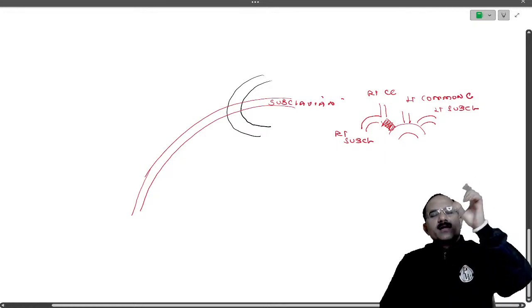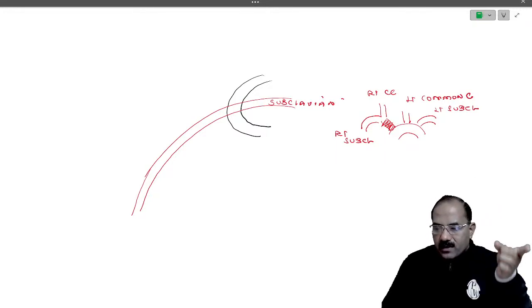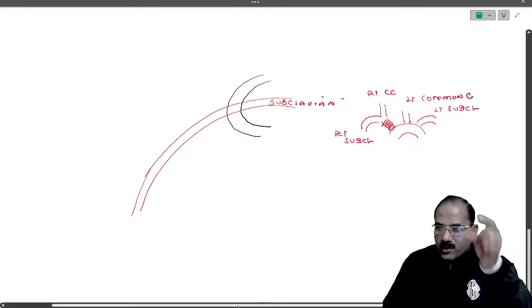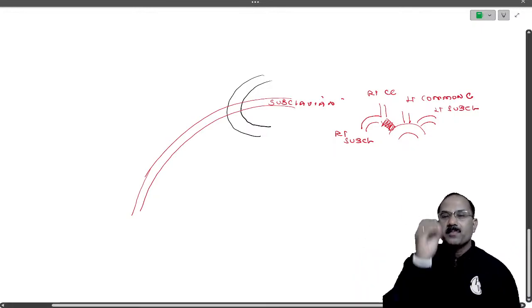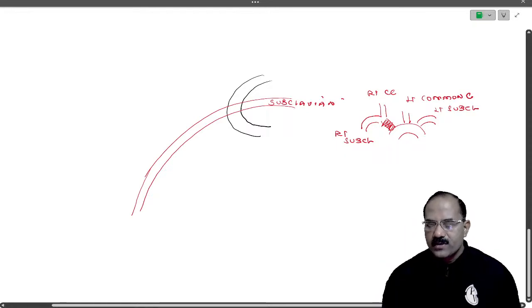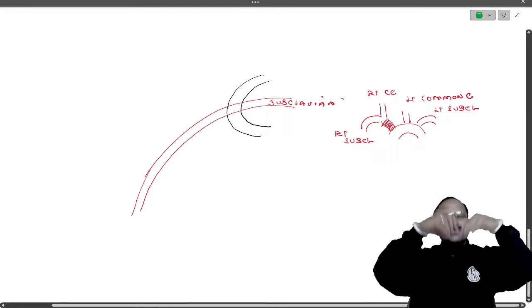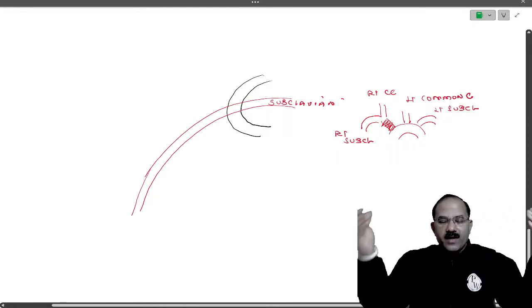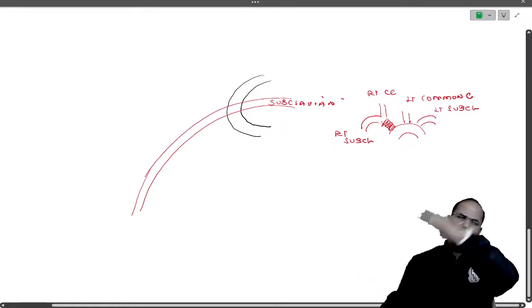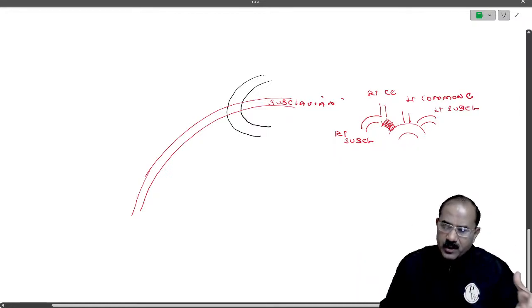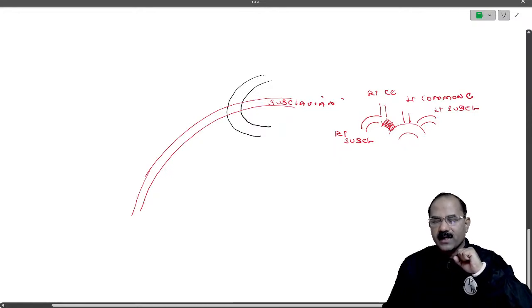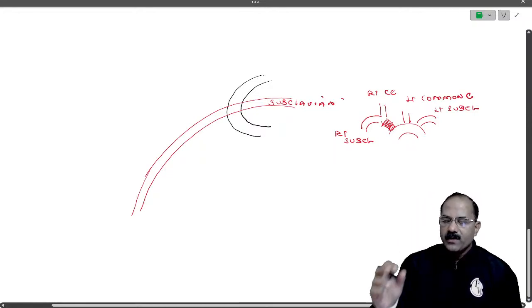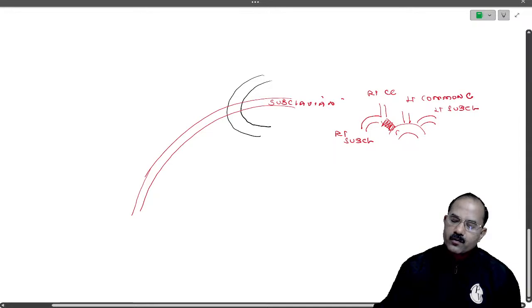So बच्चों, the left subclavian artery directly कहाँ से arise होती है? It arises from the arch of aorta. On the right side, the right subclavian artery is a branch of the brachiocephalic trunk. Okay. अब दोनों subclavian arteries, they are going to cross the outer border of the first rib. They come into the axilla. अब ये बनेगा axillary artery. Clear है?